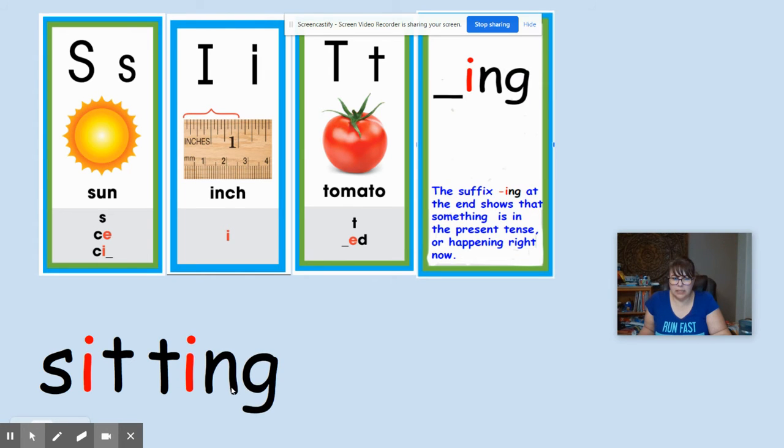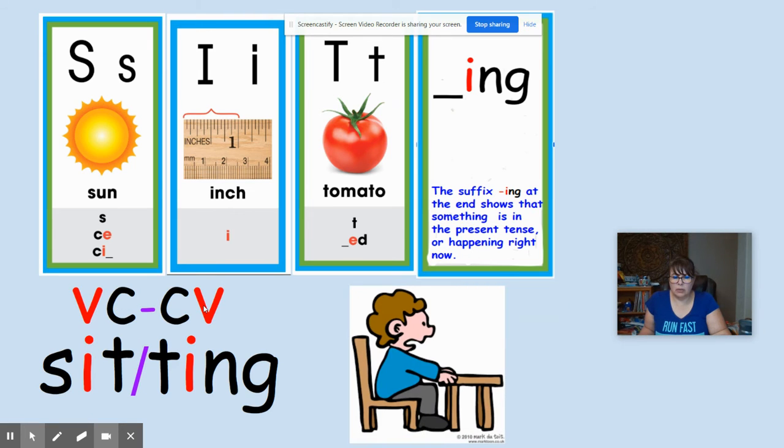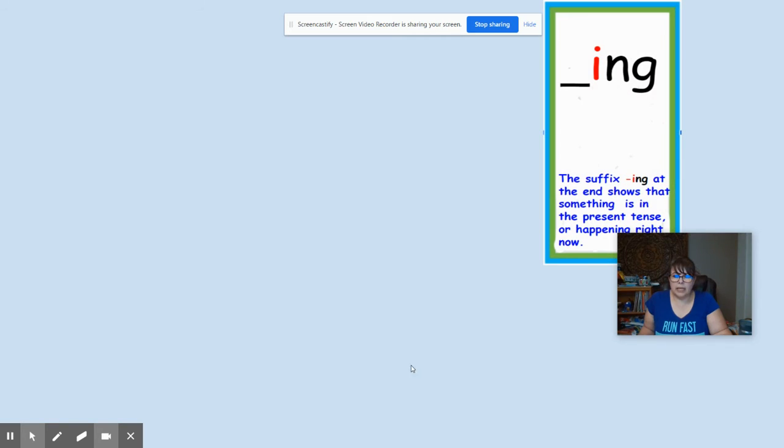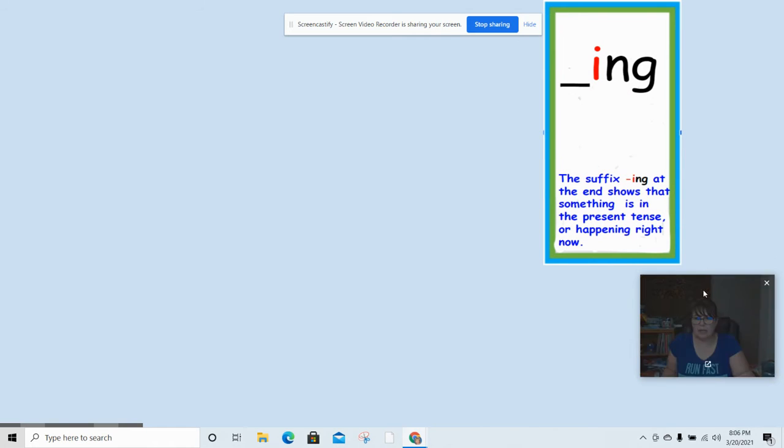Now I can add the -ing because I wanted to follow the vowel, consonant, consonant, vowel rule. Now because the -ing has a vowel sound, it becomes 2 syllables. So we say sitting, 2 syllables. And the word, if I read it fast, sitting. Next word. Again, we're focusing on the suffix -ing. It's happening now.